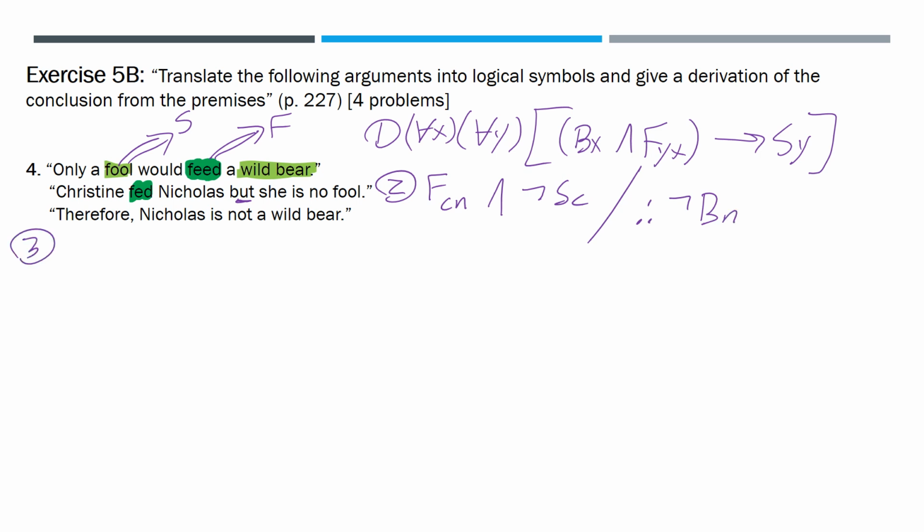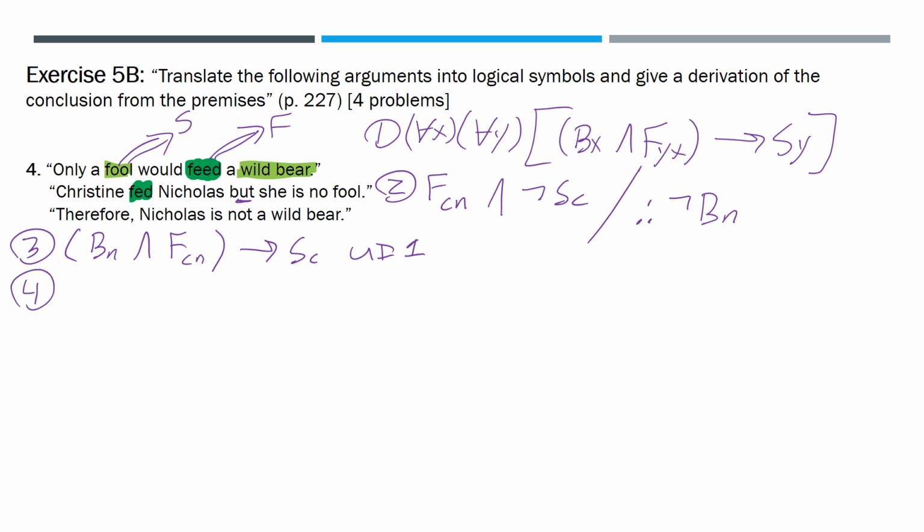For line 3, we'll do our instantiation of line 1. Nicholas will have to be X and Christine will have to be Y. So we'll say BN and FCN, arrow SC, universal instantiation, line 1. If Nicholas is a bear and Christine fed Nicholas, then Christine is a fool. Line 4.